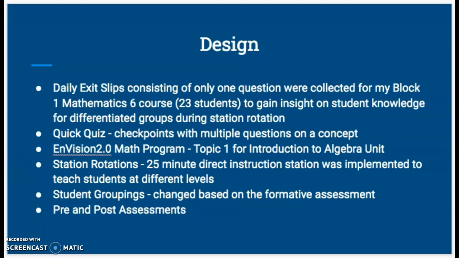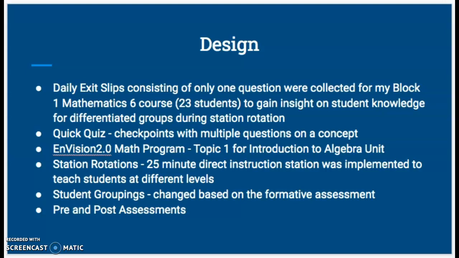The program that we use is called Envisions, and I use those questions to pull from my exit slips every day. I also had station rotations, which was a 25-minute direct instruct station, implemented for each student at different levels. I was really able to either enrich students and send them on to that next concept in the summative assessment or in the unit to prepare them for the summative assessment, or I was able to reteach and gain a better understanding of where they were for that topic.